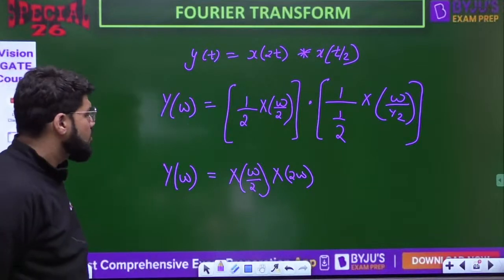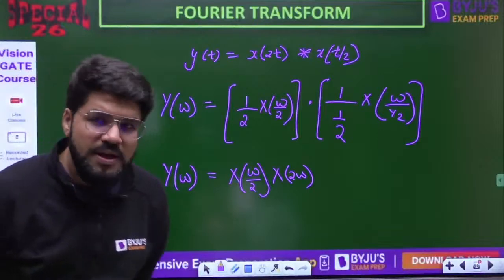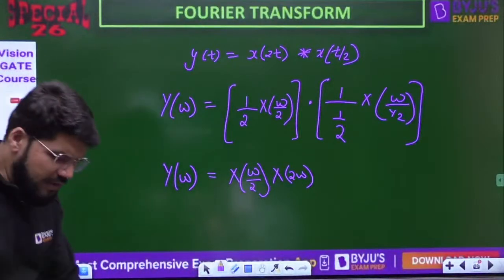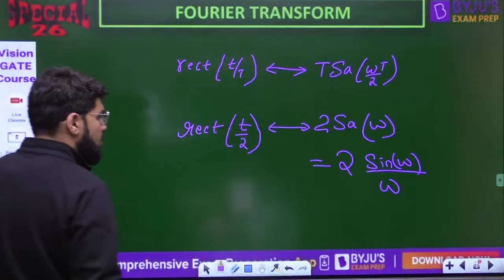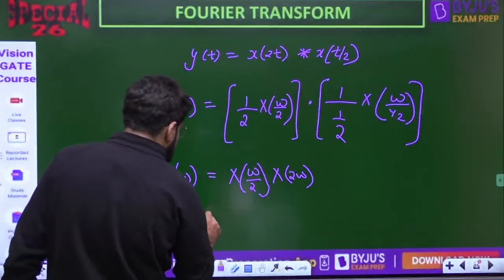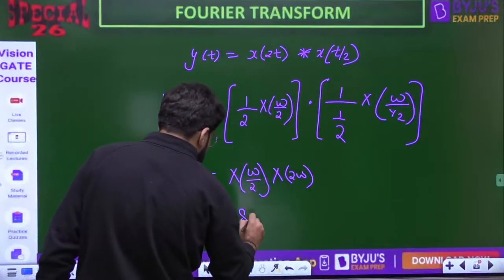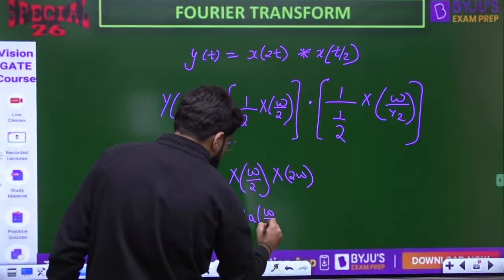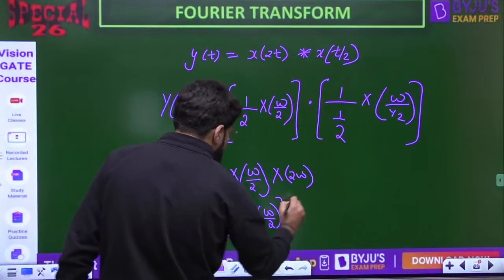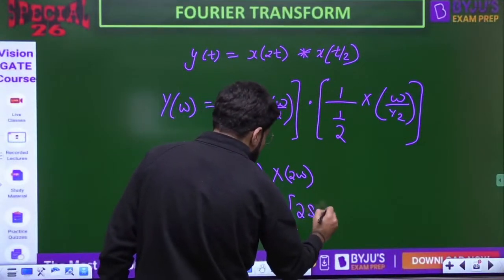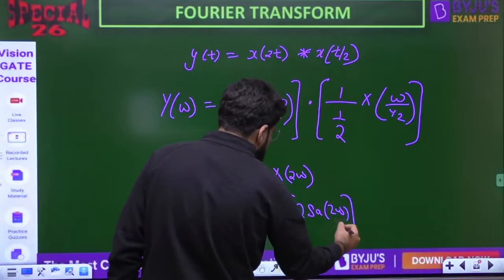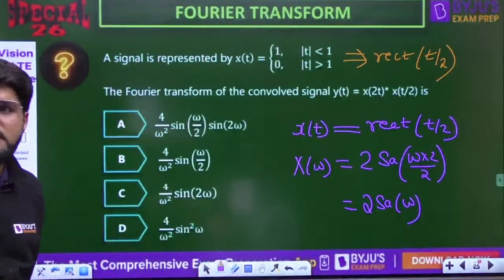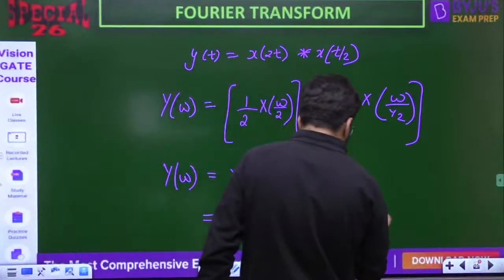Okay, so let's see the result then: X(ω/2) times X(2ω). Now we know the value of X(ω), so write down the answer. X(ω/2) is 2 sampling(ω/2). Next, instead of 2 sampling(ω), we have 2ω, so 2 sampling(2ω). Just use this result.